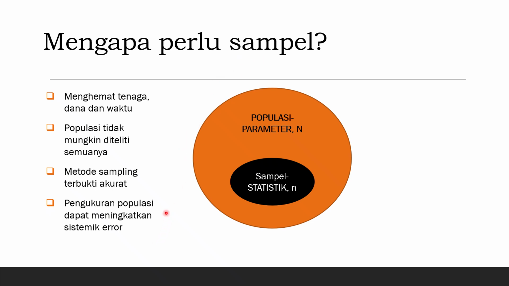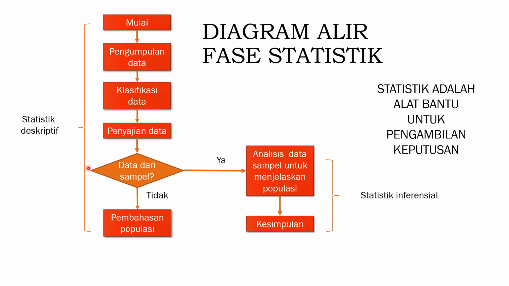And moreover, if you force yourself to measure each member of your population, when you have a very large population, then you can also cause an increase of systematic error. So that's why the sampling method is very important from the statistics perspective.